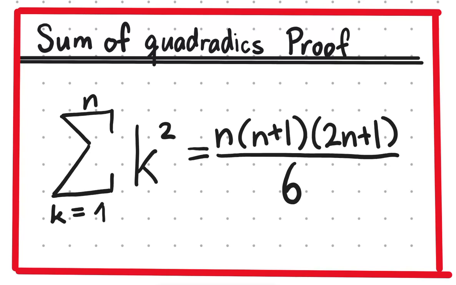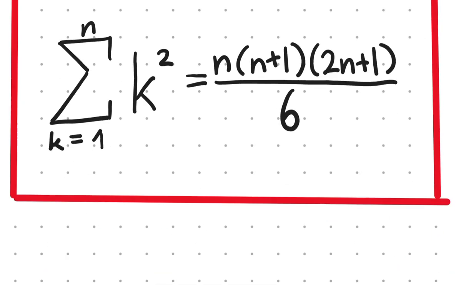In this video, we're going to prove the sum of squares, which states that the sum where k goes from 1 to n of k squared, so the sum of squared numbers, is equal to n times (n plus 1) times (2n plus 1) divided by 6. So I'm going to prove this using induction.